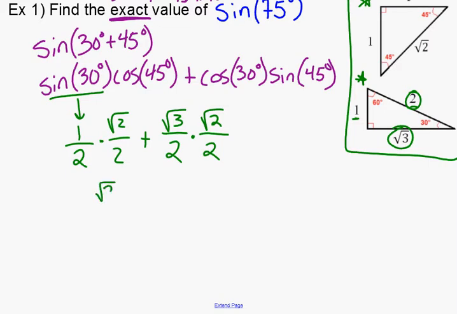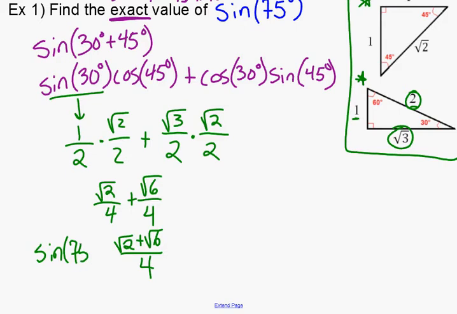I get root 2 over 4 plus root 6 over 4. Combine like terms, because they have a common denominator, I get root 2 plus root 6 all over 4. So the sine of 75 degrees equals exactly root 2 plus root 6 over 4. If you were to take sine of 75 in your calculator and get the decimal, and take root 2 plus root 6 over 4 and get a decimal, they'd be exactly the same thing. So that's why we use these sum and difference identities.